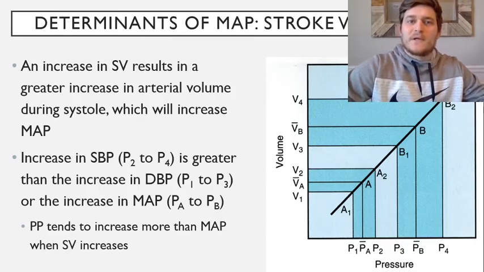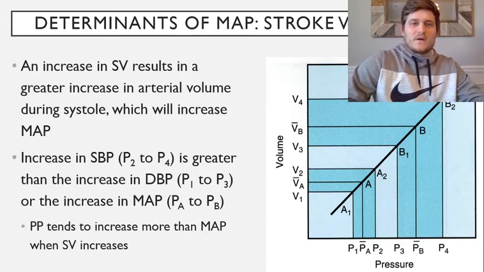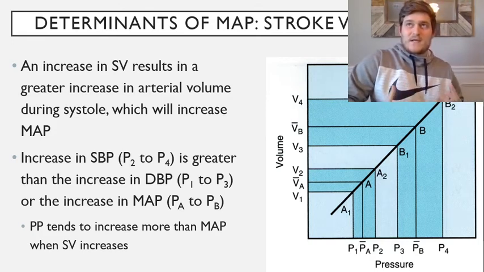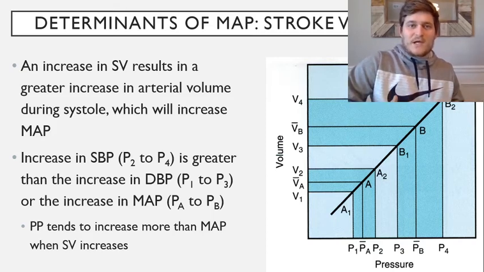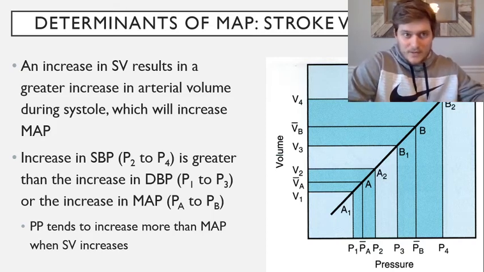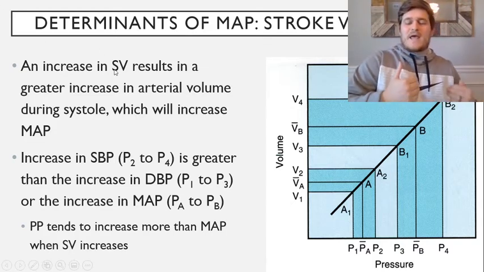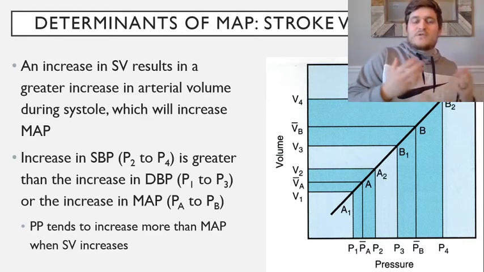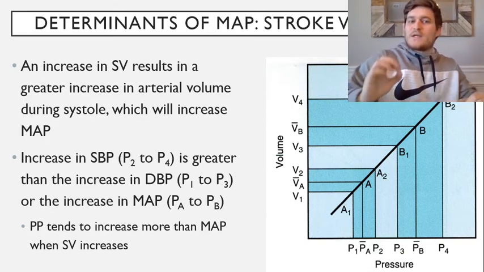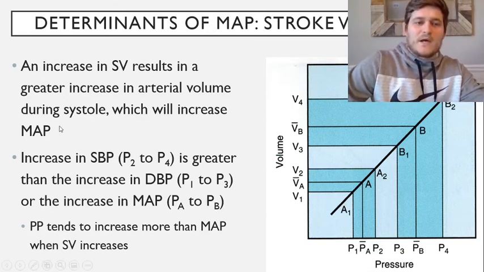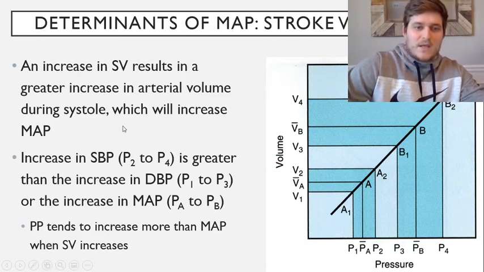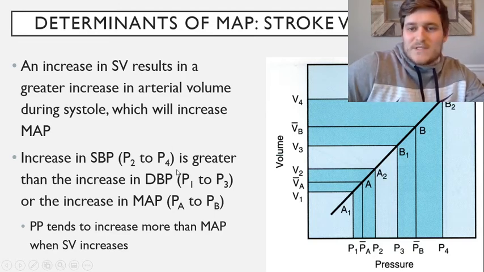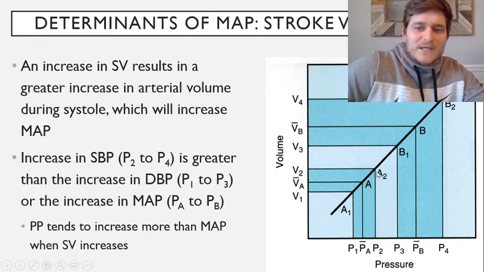Let's break down cardiac output a little bit further and talk about the changes that occur to mean arterial pressure due to increases in stroke volume. When we say an increase in stroke volume, that means that more blood is leaving the left ventricle during contraction and entering the arteries. So that's going to increase arterial blood volume, which then in turn increases arterial blood pressure or mean arterial pressure. And so let's break that down a little bit further and talk about the differences that occur between systolic and diastolic pressures when we have that increase in stroke volume.